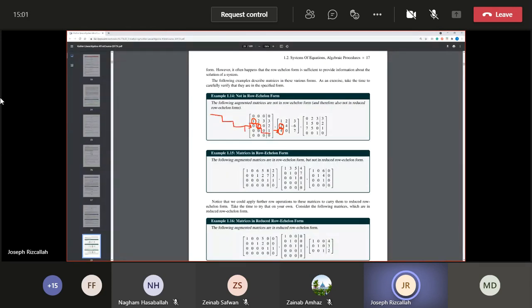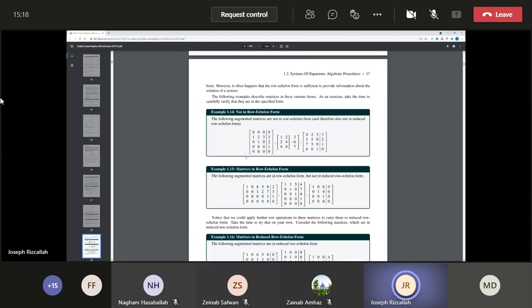So when you look at a matrix which is already in row echelon form, all the non-zero leading entries of the rows below have to be to the right of the leading entries of the rows above. Okay, so this is the second condition.